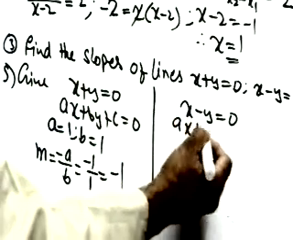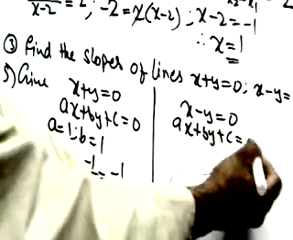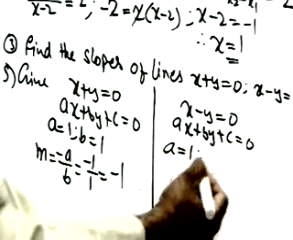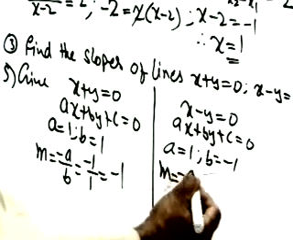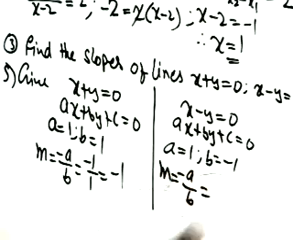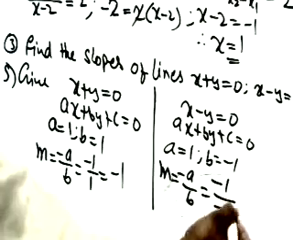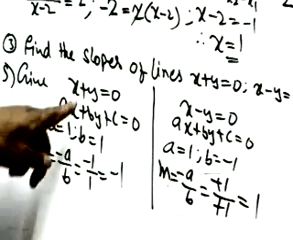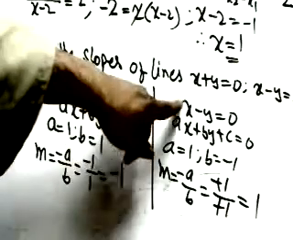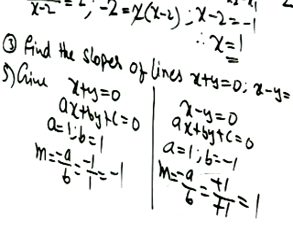In the same way, one more line is given. Now compare this with ax plus by plus c equals 0. Here a is 1 and b is minus 1. So we know that when the equation is given, slope is minus a by b. So this will be minus a, which is 1, by b, which is minus 1. So minus minus will get cancelled. This is 1. So the slope of this line is minus 1 and the slope of this line is 1.